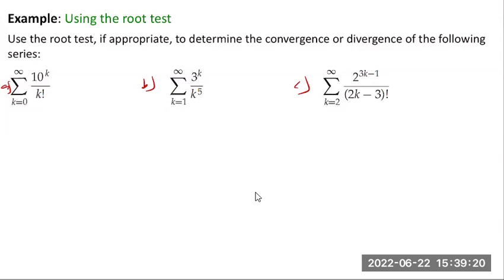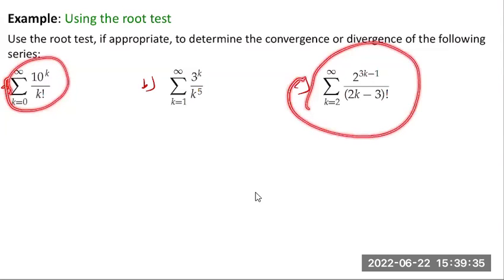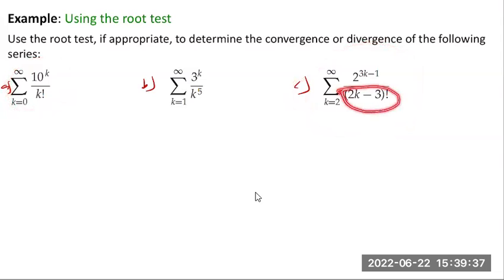Here is the rule of thumb. If factorials or factors of factorials are involved, the root test is often not going to help you. In this case, if you look at the first example and the third one, factorials are involved, right? This is (2k minus 3) factorial. This is k factorial. If factorials are involved, then the root test will not be appropriate.